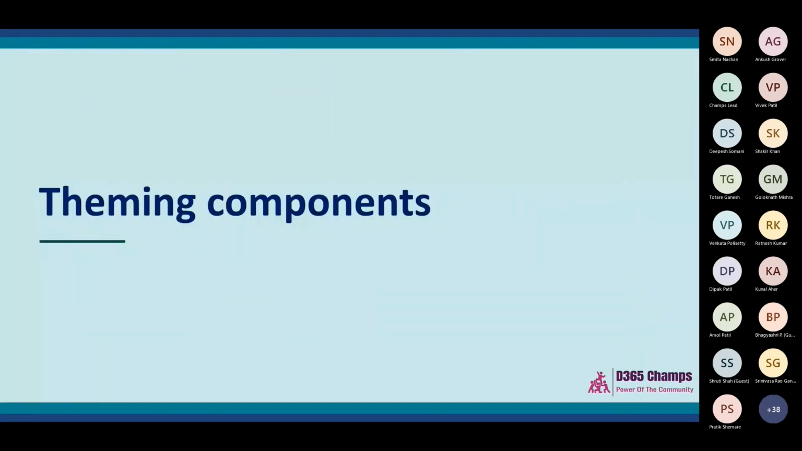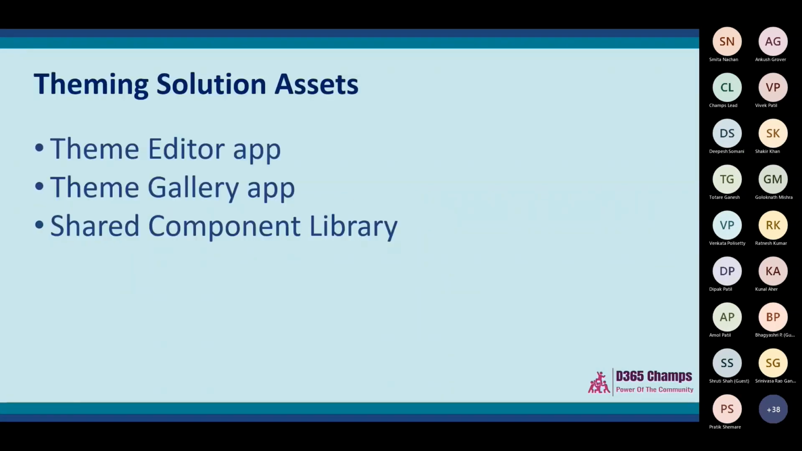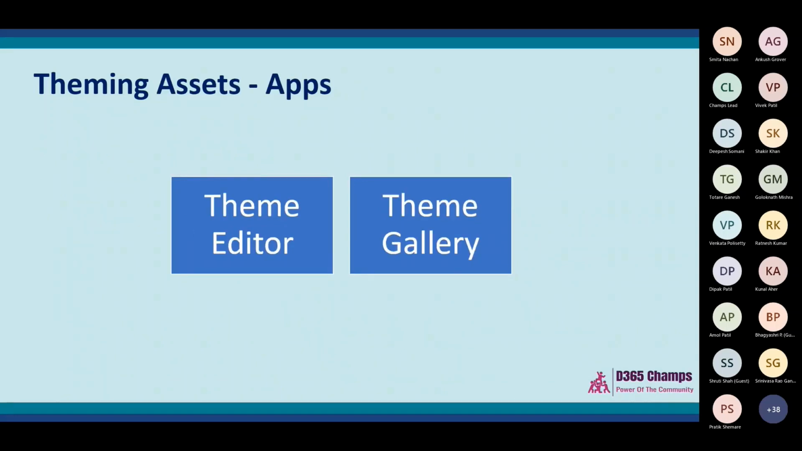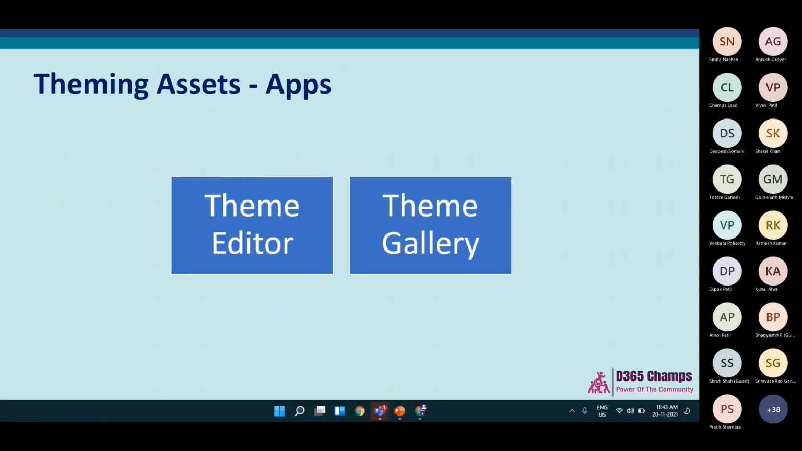And then again quickly we do have this theming component. Theming is a frequent ask from the entire organization, so that we want to have a consistent look and feel. So here we have those three assets, including this theme editor app, theme gallery, as well as the shared component app. And then we do have certain tables around that, like theme and style. And then we have those two apps. Probably I can show you that again quickly, like theme editor and theme gallery.